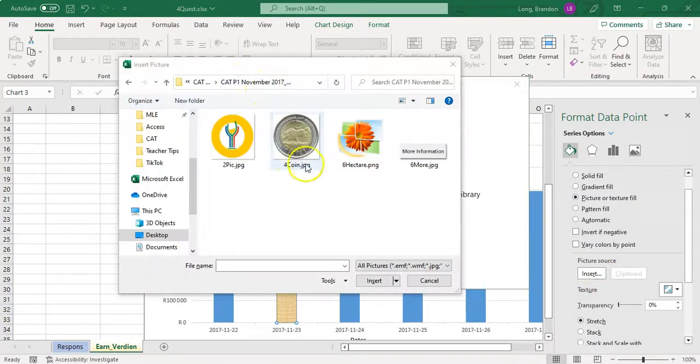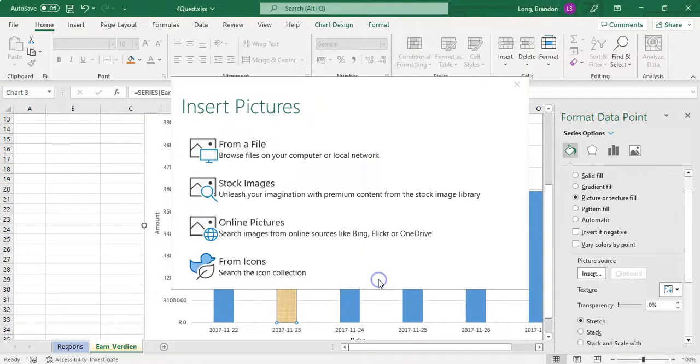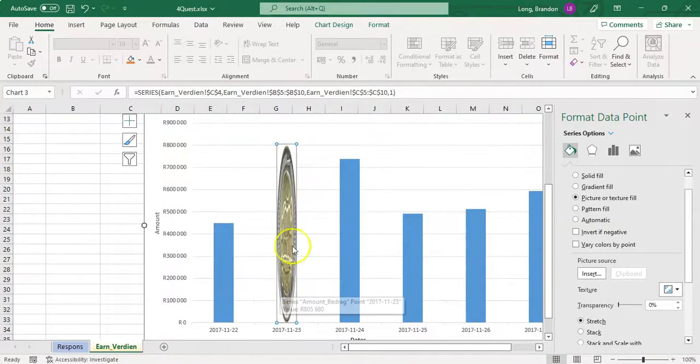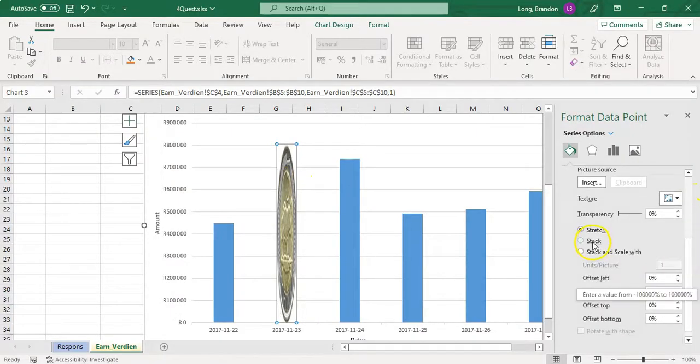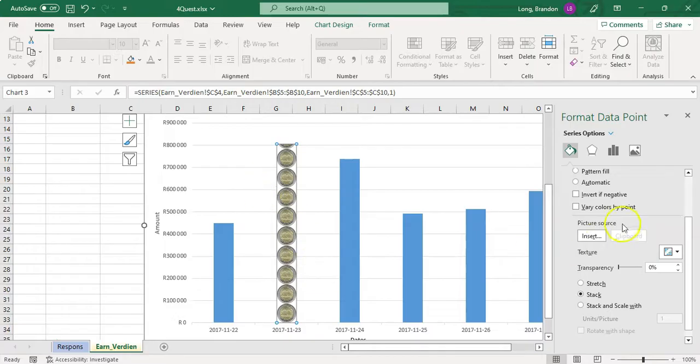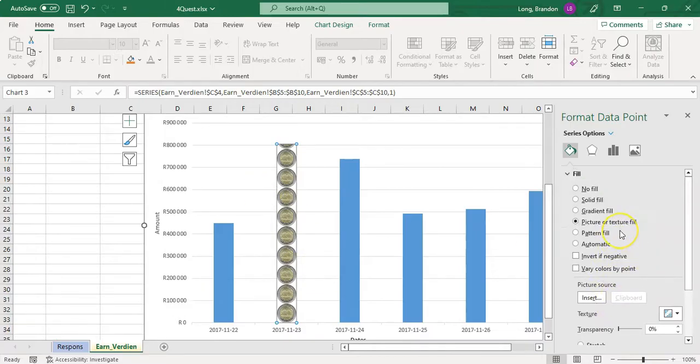Okay, I've gone to that folder. There's the coin I want. I want that five rand coin. I'm going to click on it. I want to insert it and see what happens. So there's our coin. Okay, it doesn't look like we want. So let's look at these options over here. Let's go down. We want to stack it, but we don't just want to stack it. We want to stack it with a scale.